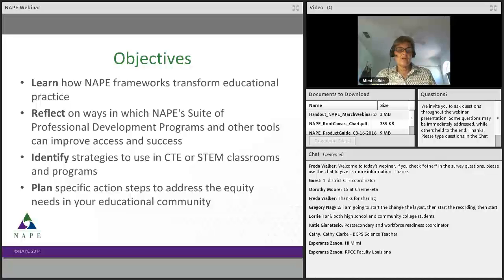First of all, we have 4 objectives for today's webinar. The first is to learn how NAEP's frameworks transform educational practice, so we'll be talking about a couple of those. We want to reflect on ways in which NAEP's suite of professional development programs and other tools can improve access and success, and many of you can then translate that to the kinds of work that you're doing locally. We want to identify strategies to use in CTE or STEM classrooms and programs, and so we'll be doing that, but we'll also be asking you to share through a chat process we'll be using later in the webinar.